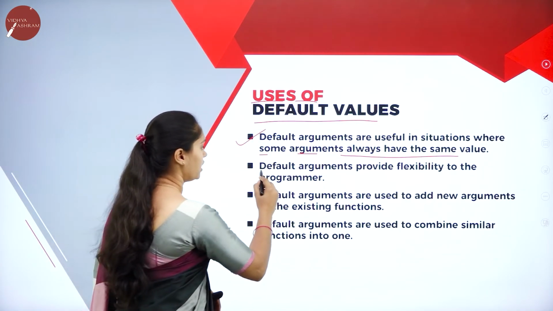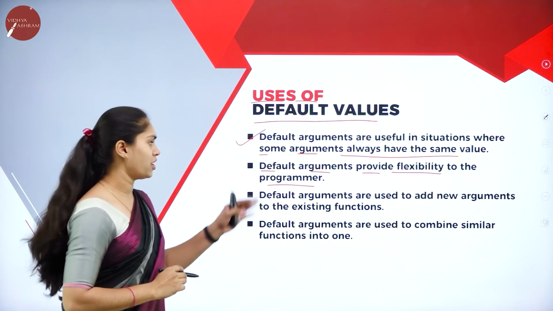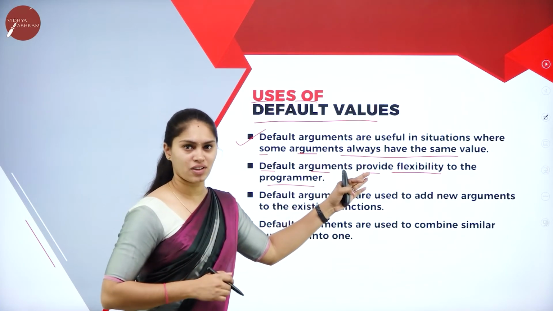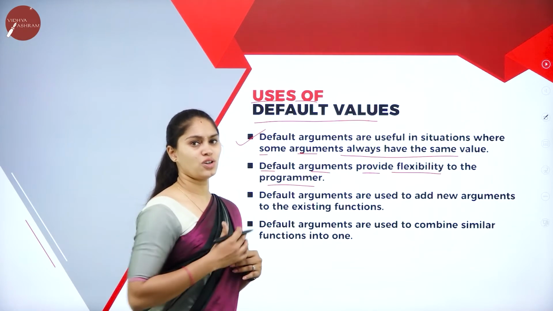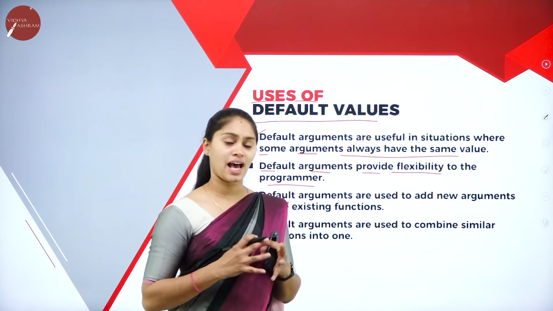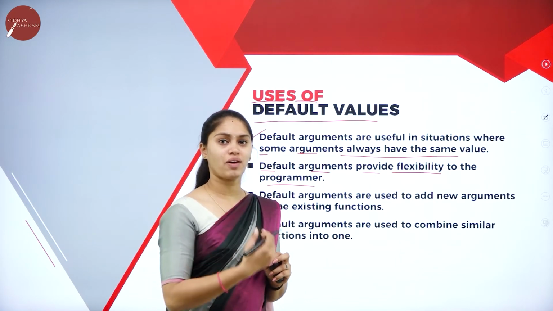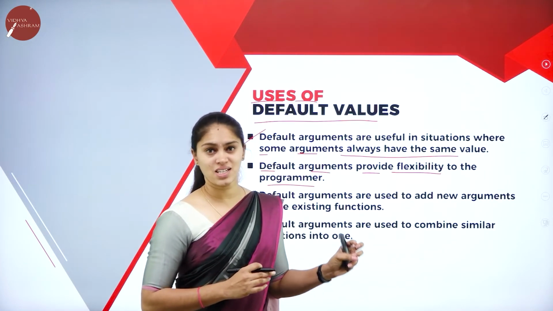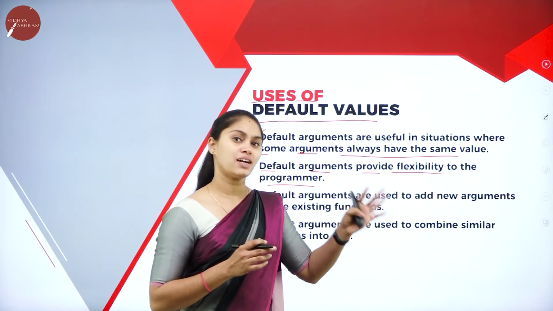What is the next point? Default arguments provide flexibility to the programmer. So if I am using default arguments or a default value in my user defined function, then I no need to worry about passing a value from the calling function to the called function, because the value for that variable is already declared and initialized in the called function. Then no need to worry about sending a value from the calling function to the called function, because initialization, or the default value, will take place only in the called function.